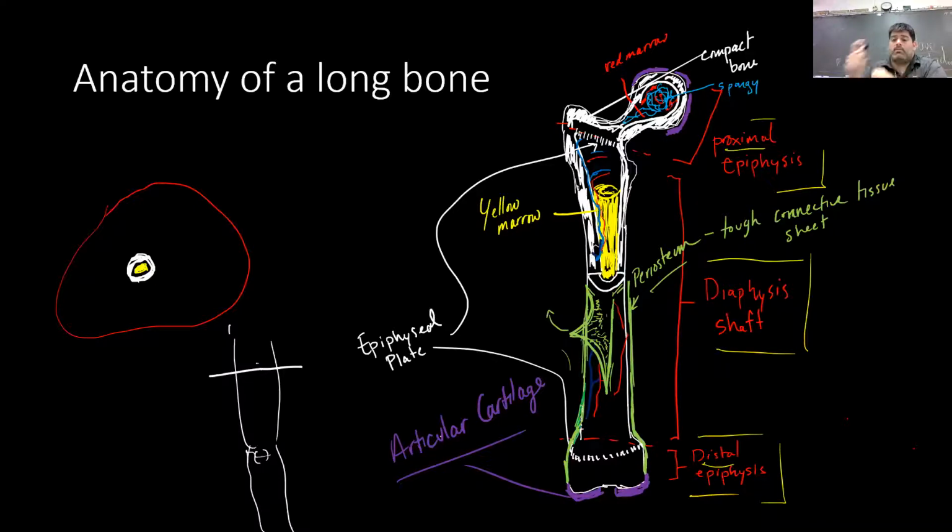The illustration here also shows some blood vessels. I think those were on there yesterday, but blood vessels entering the bone, blood vessels along the surface of the bone are going to be carrying oxygen and nourishment to the bone cells.